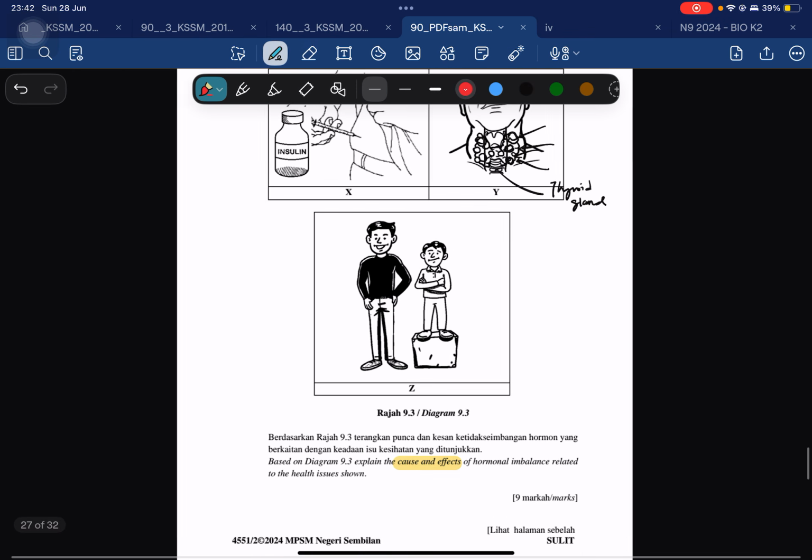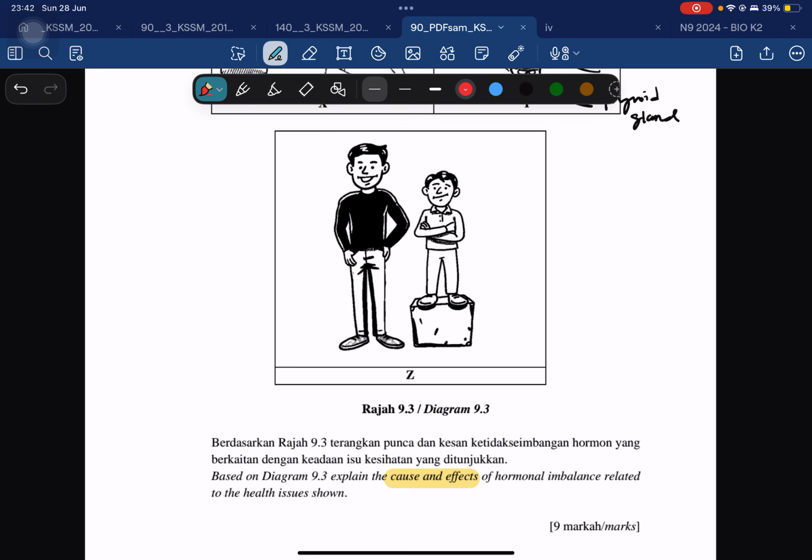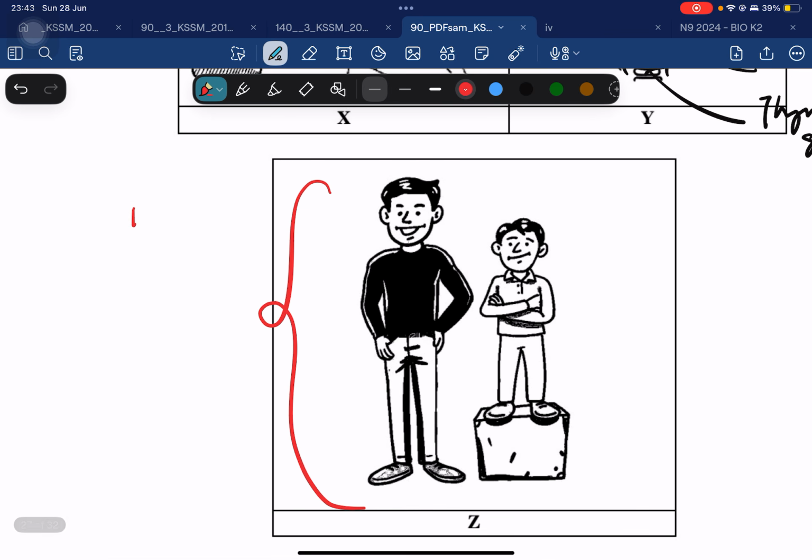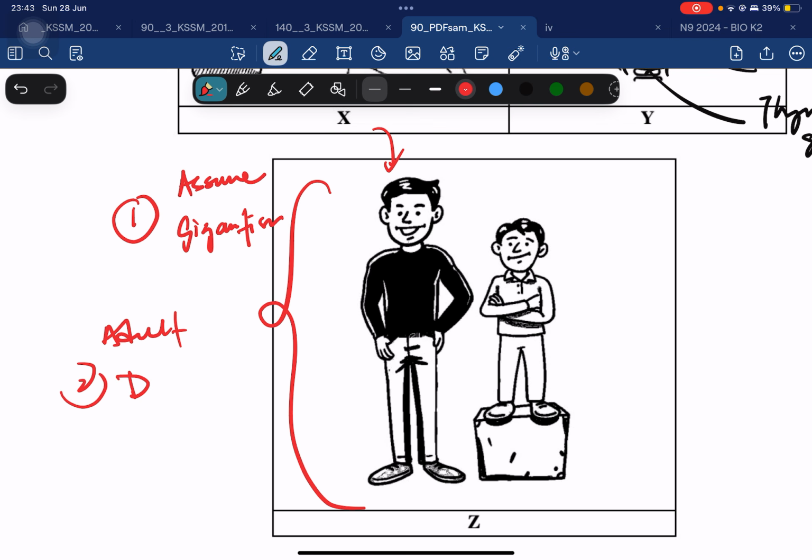And then the last one is Z. For Z, we can look from the photo or even from the picture. We know that there are 2 adults, looks like 2 adults, or even 2 kids. First, if you want to assume that dua-dua ni adalah kanak-kanak ataupun budak kecil, so apa masalah yang ada adalah pada lelaki yang lebih tinggi ni. Apa dia adalah gigantism. But if you want to assume that these 2 are adults, so we have to mention that this is dwarfism.